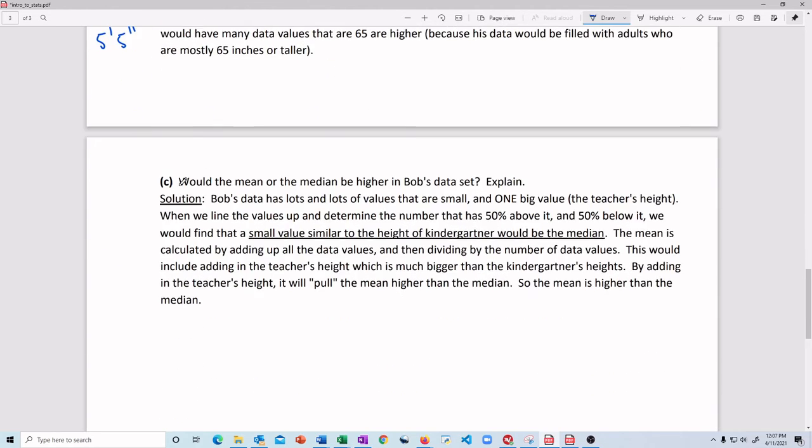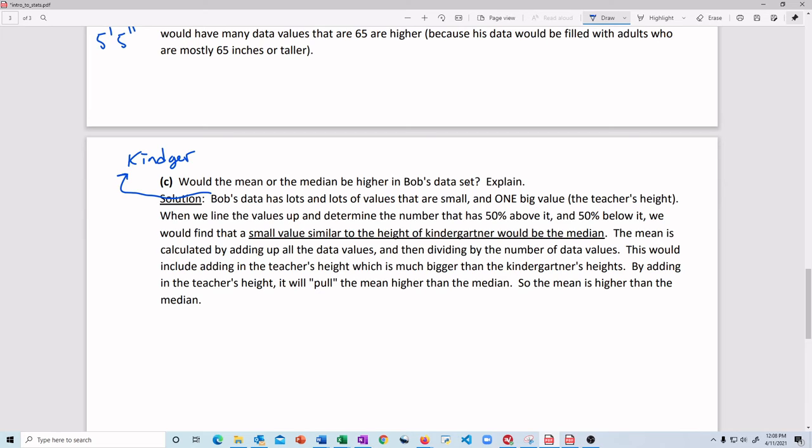Okay. Would the mean or the median be higher in Bob's data set? Well, remember, Bob is kindergarten, so just keep reminding yourself that. Bob is the kinder kids. So Bob has the kindergarten kids, right? So he's got a bunch of small values, short heights, and one big height, right? So is the mean or the median going to be the bigger thing here?